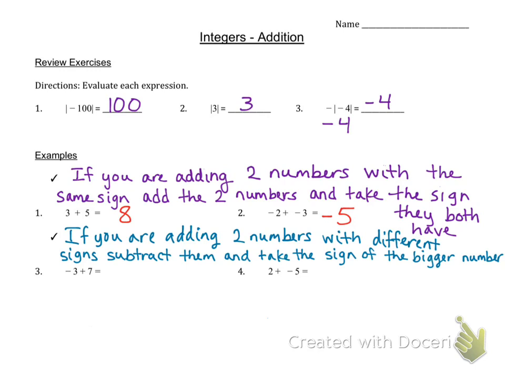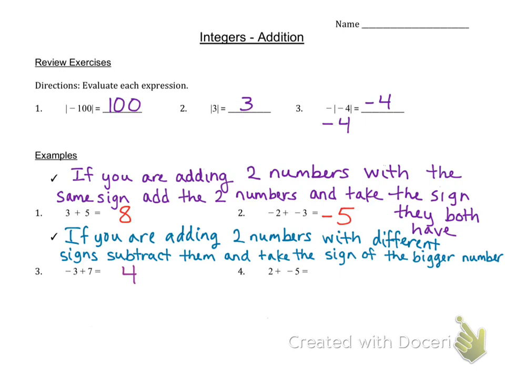So, for example, number 3, we have negative 3 plus 7. So I'm just going to subtract the two numbers, 7 minus 3, which is 4. And then which number is bigger, 7 or 3? Well, the 7 is, and since the 7's positive, my answer is going to be positive.